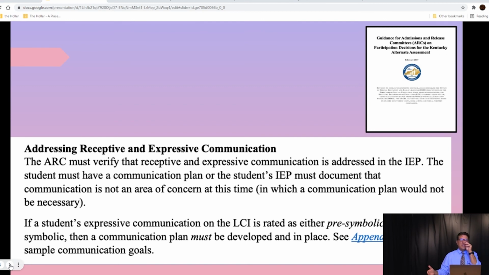The student must have a communication plan, or the student's IEP must document that communication is not an area of concern at this time, in which case a communication plan would not be necessary. If a student's expressive communication on the LCI is rated as either pre-symbolic or emerging symbolic, then a communication plan must be developed and in place.